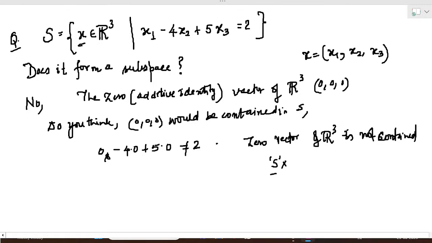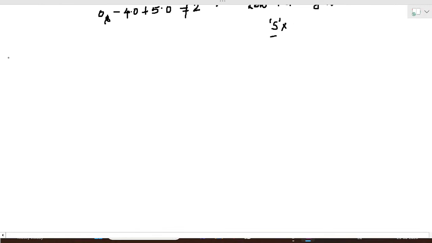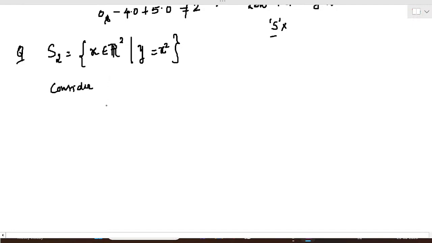Now let us move to another question, and the question says: do you think that this forms a subspace? As an example, let us say it is S2, and let's say x belongs to R square such that y is equal to x square. Do you think this forms a subspace? So let us take two examples. Consider two elements, let's say (1, 1) and (minus 1, 1). Both of them will be contained in S2, isn't it? Both of them would be contained in S2.